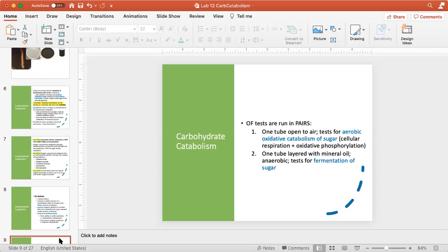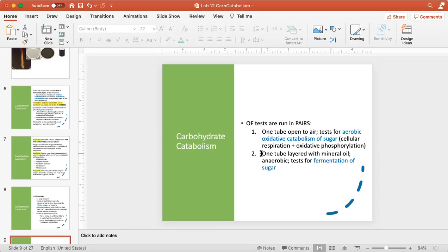Now, the OF test is oxidative fermentative. That's what the name means. We run this test in pairs. We use 2 media tubes. One of them is going to test for oxidative breakdown of glucose, and one's going to test for fermentative breakdown of glucose. We leave one of the tubes open to the air, and we take the other tube and we put a layer of oil on top of it, mineral oil specifically.